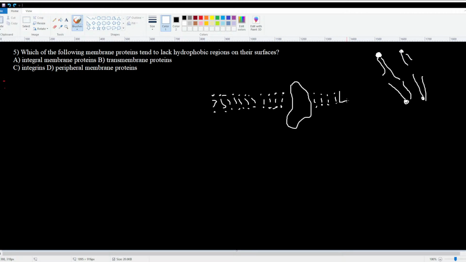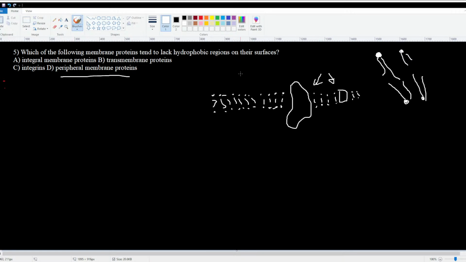How about this? Well, this is going to be a transmembrane protein because it's going across the membrane, hence trans, meaning across. Well, how about integrin? Integrin is kind of the same thing as both of these. Judging from the name, integral, they're integrated within the bilayer itself. So integrin, integral, you get the idea.